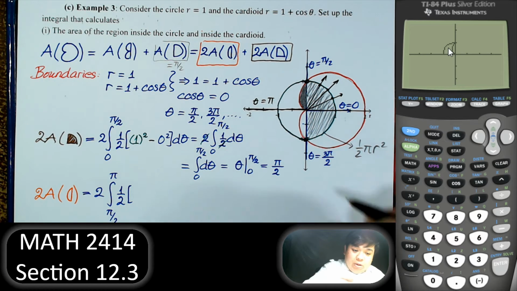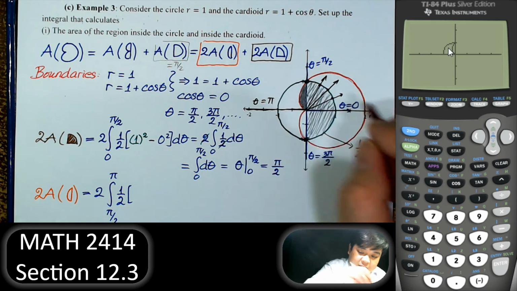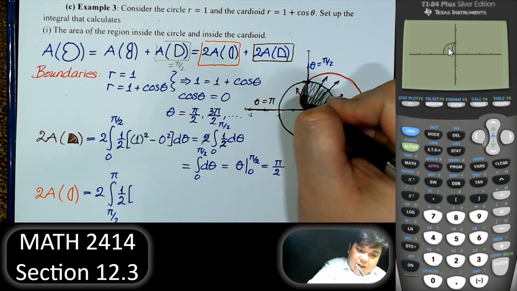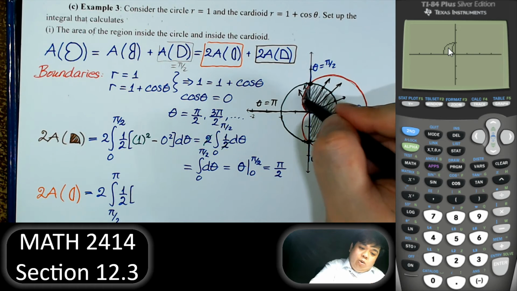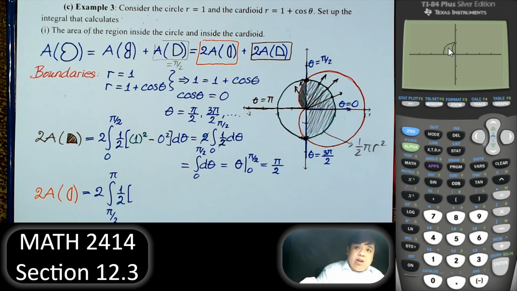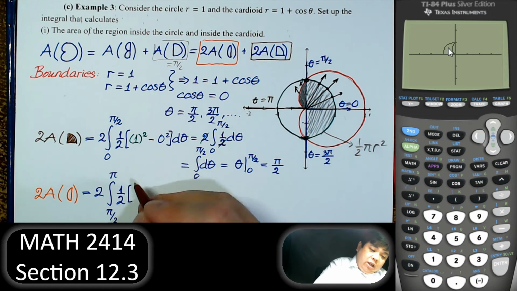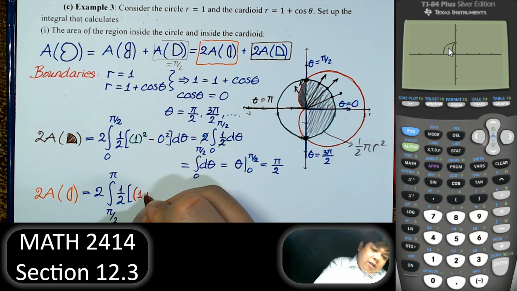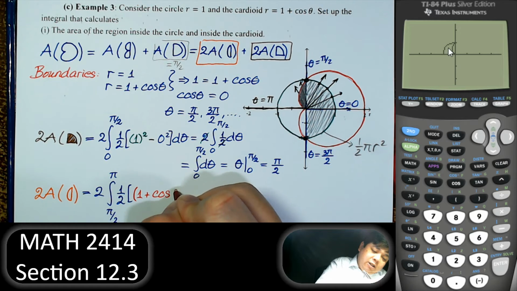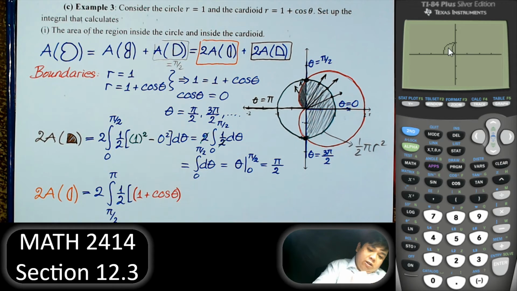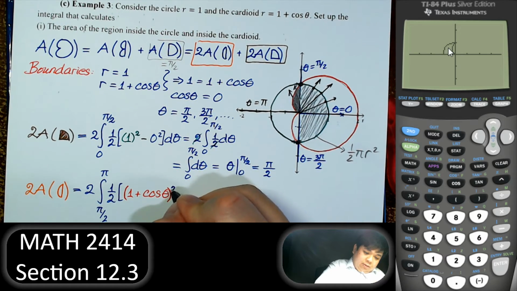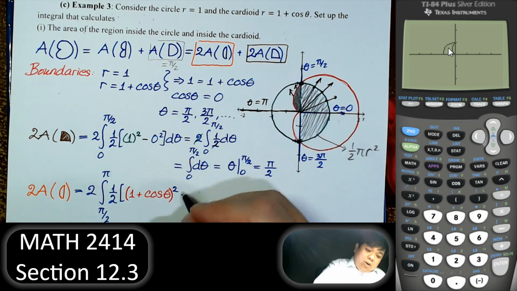And then if we look from the inside and looking out, we only see the one function from the cardioid on the outside and nothing in the inside. So we have the cardioid will be 1 plus cosine theta on the outside and nothing inside.